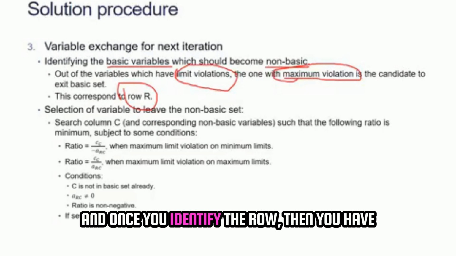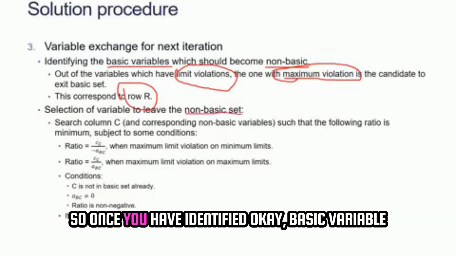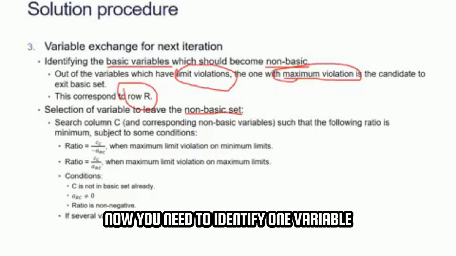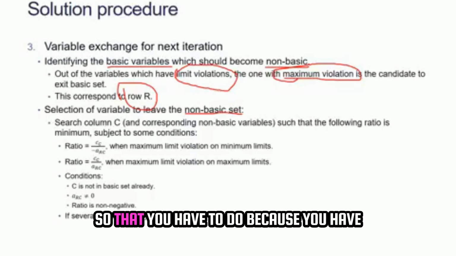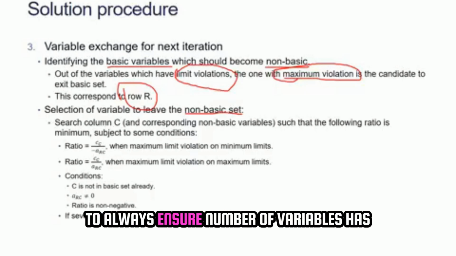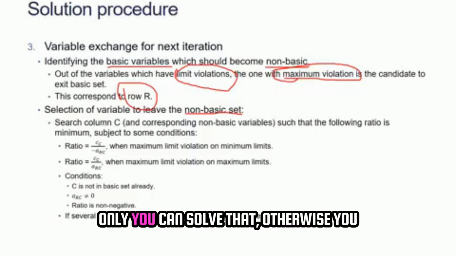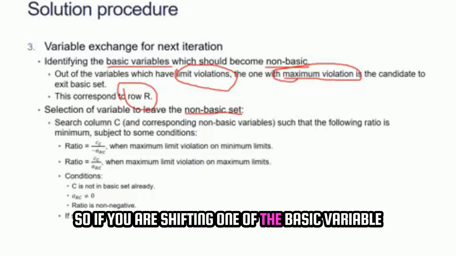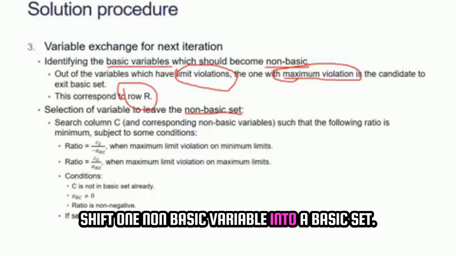And once you identify the row, then you have to select the variable. So once you have identified the basic variable which will be converted to a non-basic set, now you need to identify one variable from the non-basic set which will be converted to a basic variable. You have to do that because you have to always ensure the number of variables is equal to the number of equations. Then only you can solve it. Otherwise, you will not be able to solve it, right? So if you are shifting one of the basic variables into the non-basic set, you again have to shift one non-basic variable into the basic set.